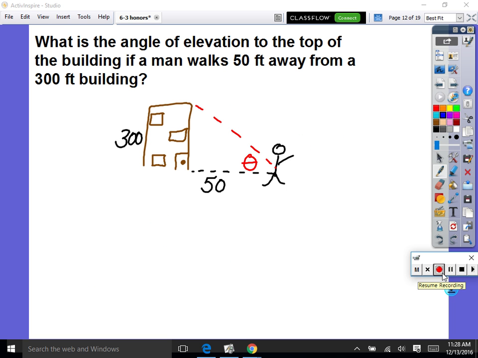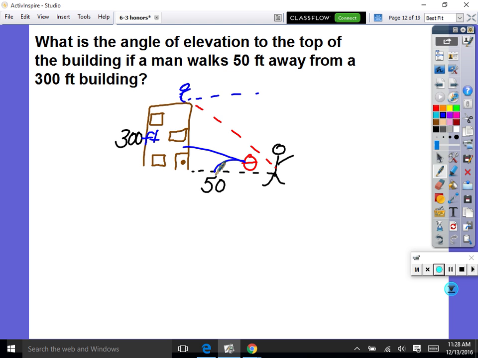Oh, look how easy this one is. It says, what is the angle of elevation to the top of the building if a man walks 50 feet away from a 300-foot building? So I drew the picture, and then the angle of elevation from the ground up. Now, if I would have said, if a person is looking out, what's the angle of depression? That would have been the angle of elevation. Does everybody understand the difference? Same thing, right? Yeah. Okay, so then we would do opposite and adjacent.